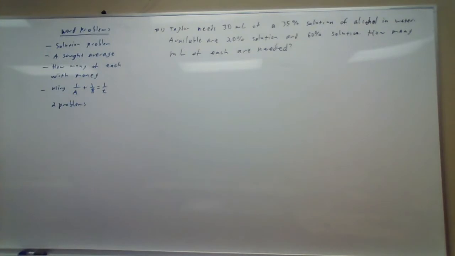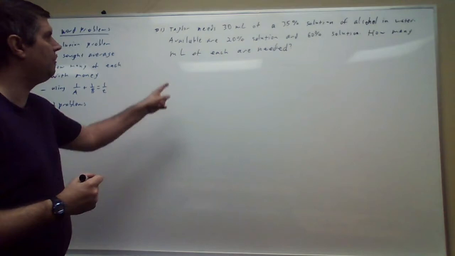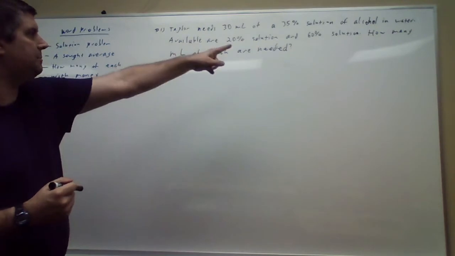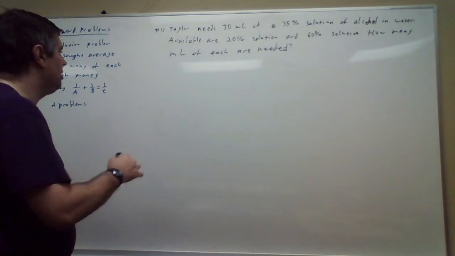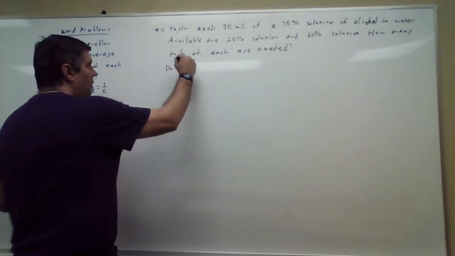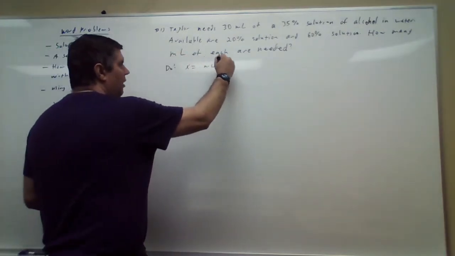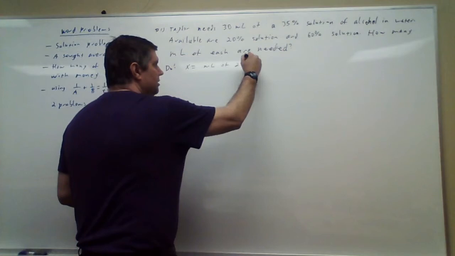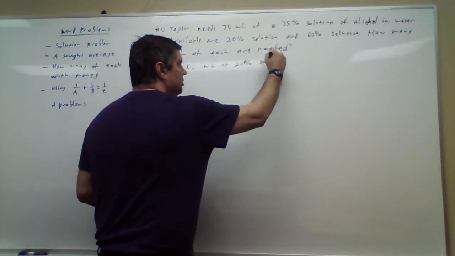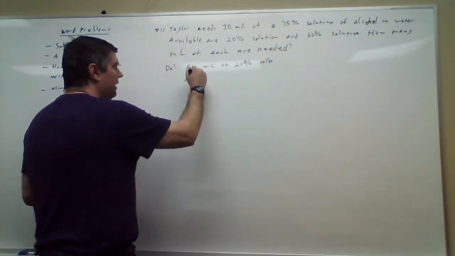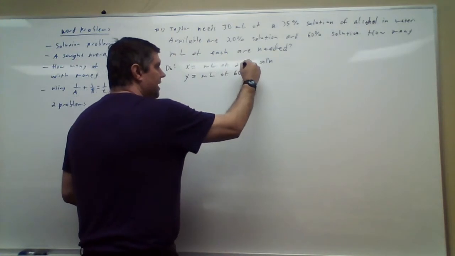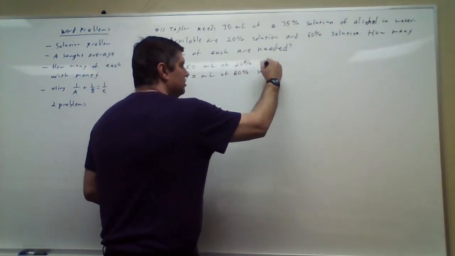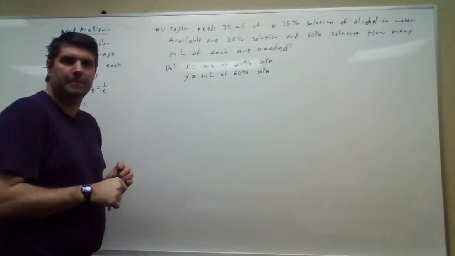Taylor needs 30 milliliters of a 35% solution of alcohol in water. Available are 20% solution and 60% solution. How many milliliters of each are needed? So we will let X equal ml of 20% solution. Y will equal milliliters of 60% solution. Okay?